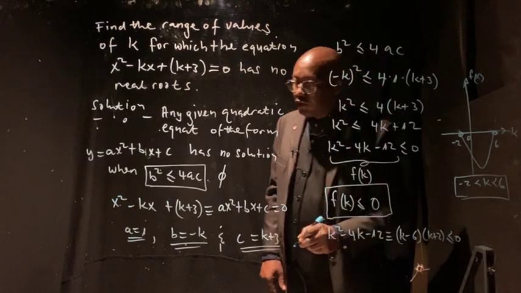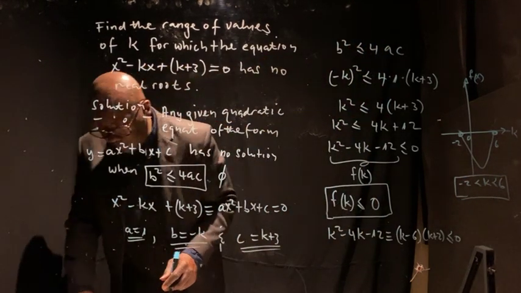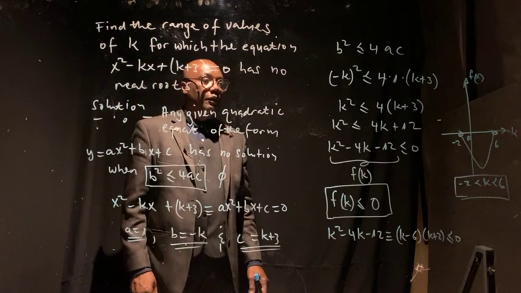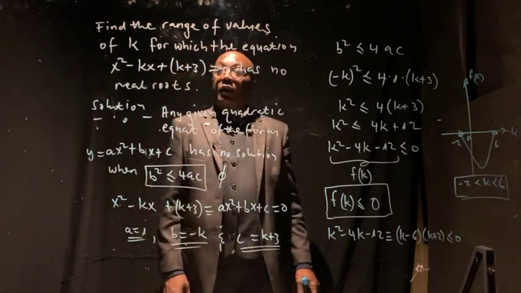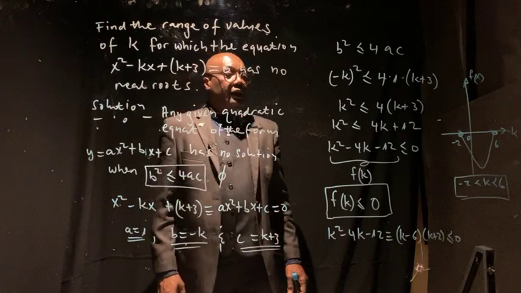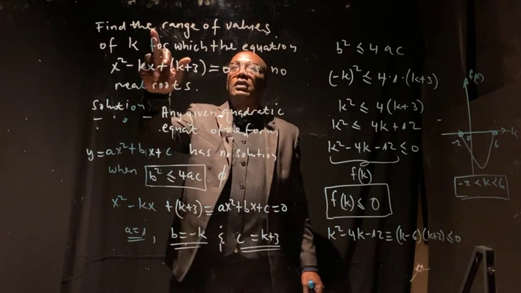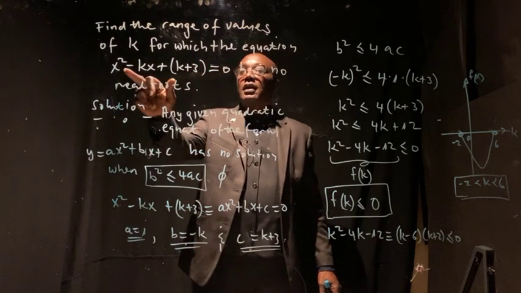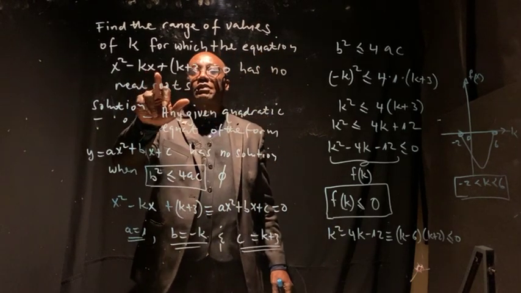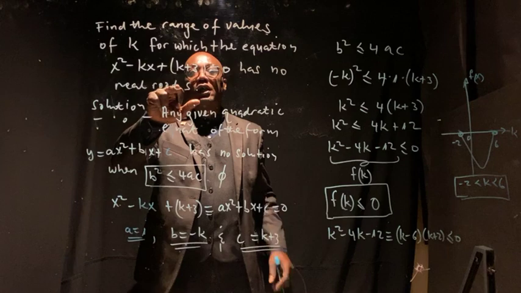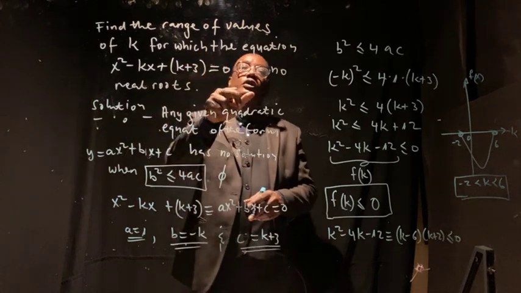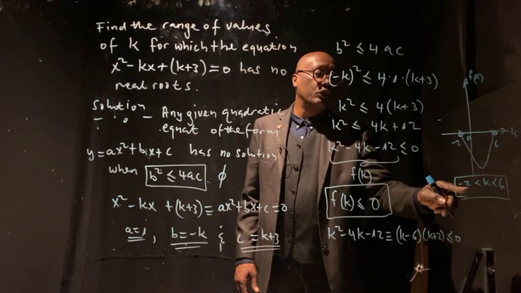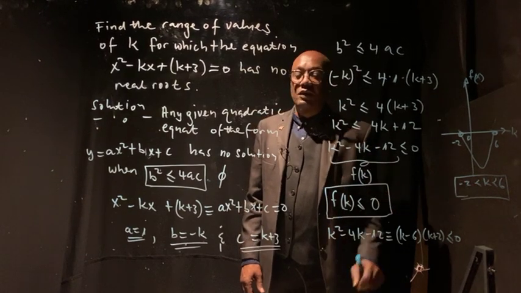Let me look at my screen if you can see it. Oh yes, you can see it. Then that is a fantastic job. Now, which means we are done with the question. Find the range of values of k for which the equation s squared minus ks plus k plus 3, as a constant, equals 0 has no root. Then these are the values, the range of values of k that it is asking for.